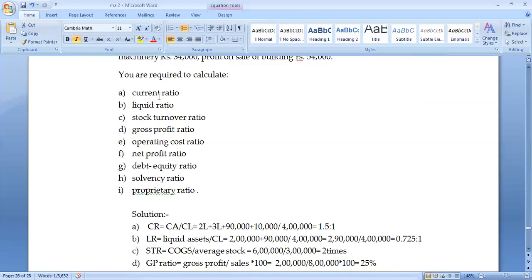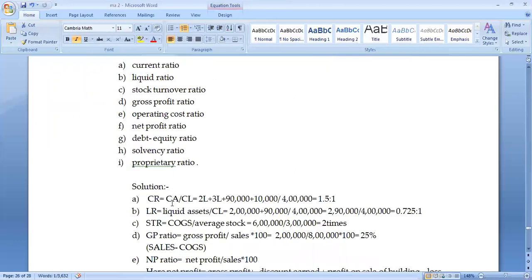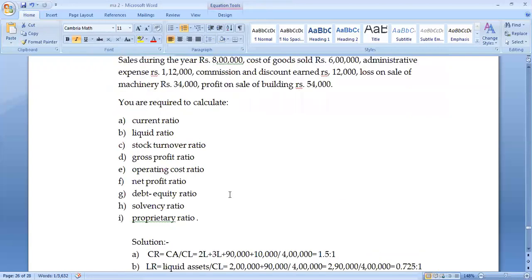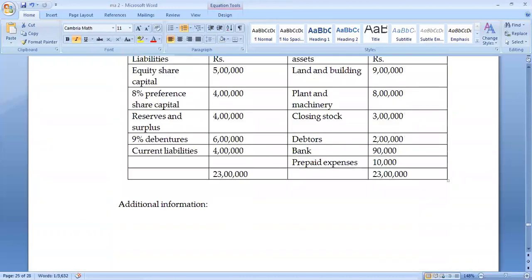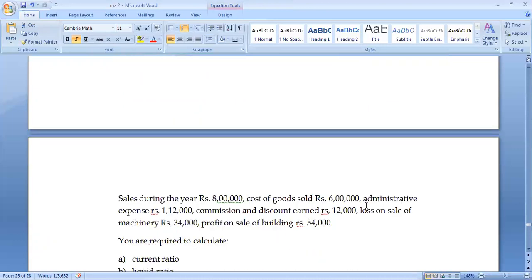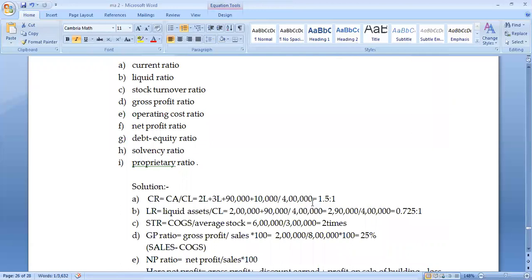So they have asked you to compute the current ratio. What is the current ratio formula? Current assets divided by current liability. So consider all the current assets here. What are the current assets here? Current assets here are closing stock, debtors, bank, prepaid expenses. Consider all these things and find out the value. Current liability is 4 lakh. You get 1.5, or it can also be written as 1.5 times, or you can also write it as 1.5 is to 1, because it is an ideal ratio.